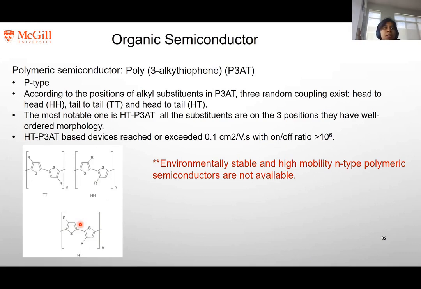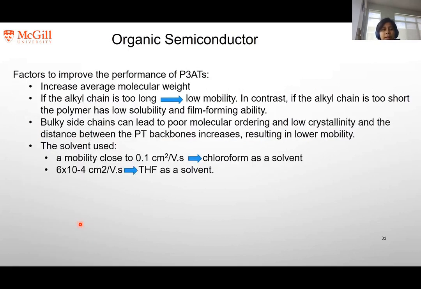And again, like the small molecule material, the polymeric semiconductor also has the same problem, where there is not a very good n-type polymeric semiconductor that is environmentally stable and at the same time has high mobility. There are also ways that we can increase the performance of P3HT. One is, because these are polymers, we can go for longer chains. If we can increase the average molecular weight of P3HT, we can increase the mobility.